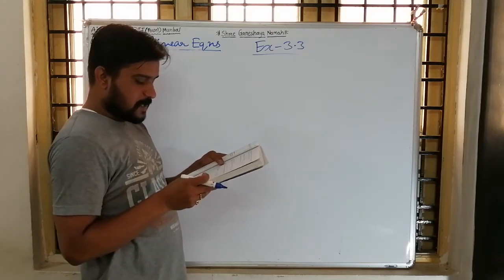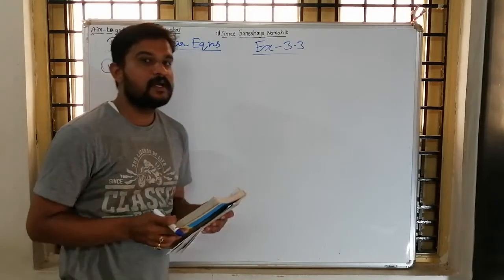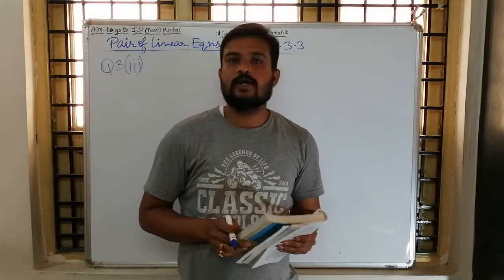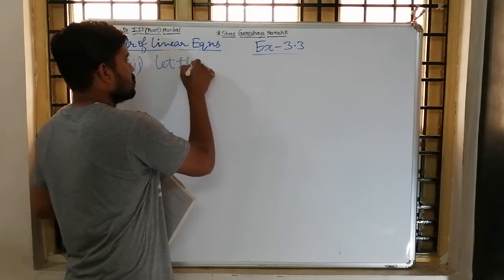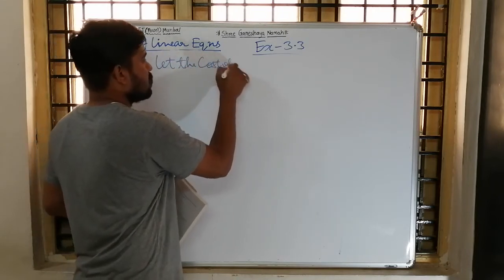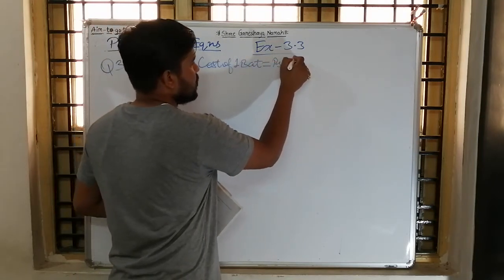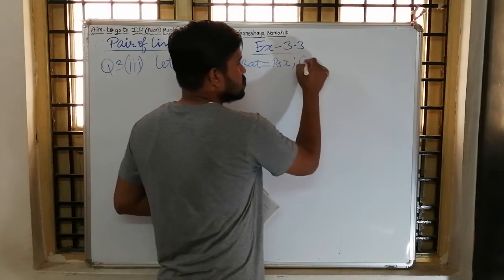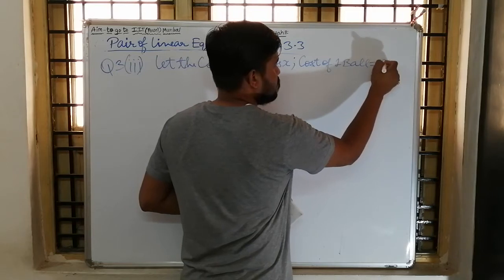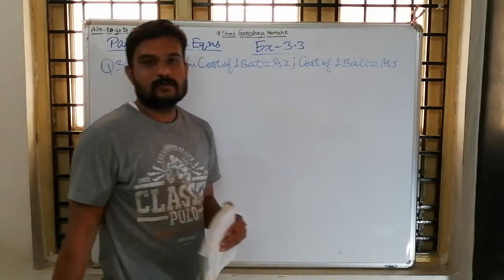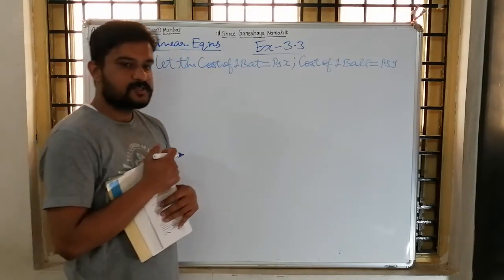Cricket team buys 7 bats and 6 balls for rupees 3800. Okay, अभी हम लोगों को पहले cost of bat और cost of ball assume करना पड़ेगा. Okay, let the cost of one bat is equal to rupees x और cost of one ball is equal to rupees y. Okay, cost of one bat is rupees x and cost of one ball is rupees y.